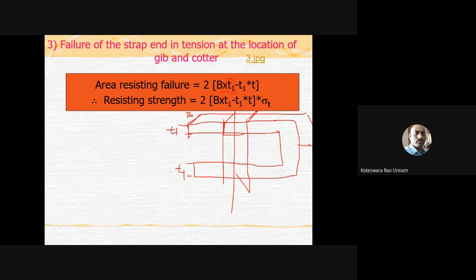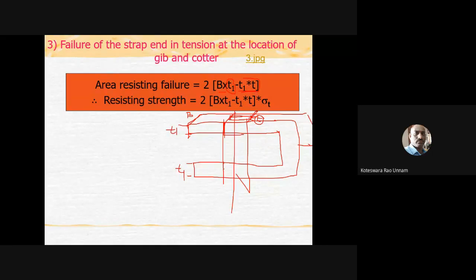In that I need to subtract the rectangular hole we are providing. The hole is not there for the entire thing, only here you have a hole, something like this. This hole width is going to be the thickness of the cotter T. So this dimension is T1, and T1 into T is one side. We have the other side also with the same thing, so you need to multiply this by 2. Then this is going to be the area which is resisting the failure.